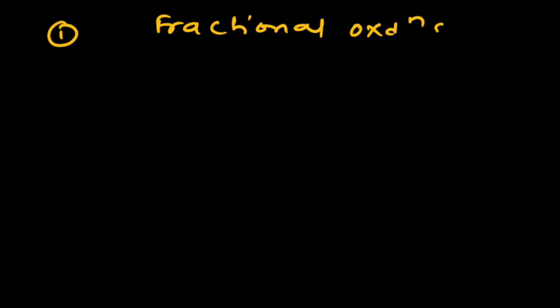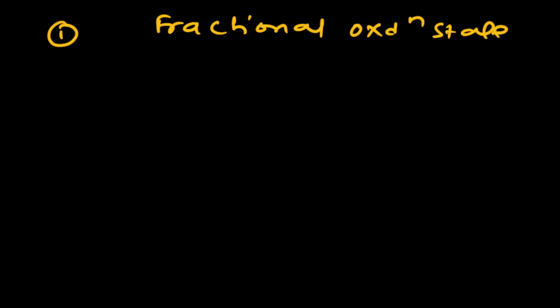Now next, suppose they have given potassium superoxide, that I already discussed very clearly. Next, we are going to see the fractional oxidation states of some compounds. What are the fractional oxidation states that we are having? The first one we are seeing is the fractional oxidation state of the given compound.